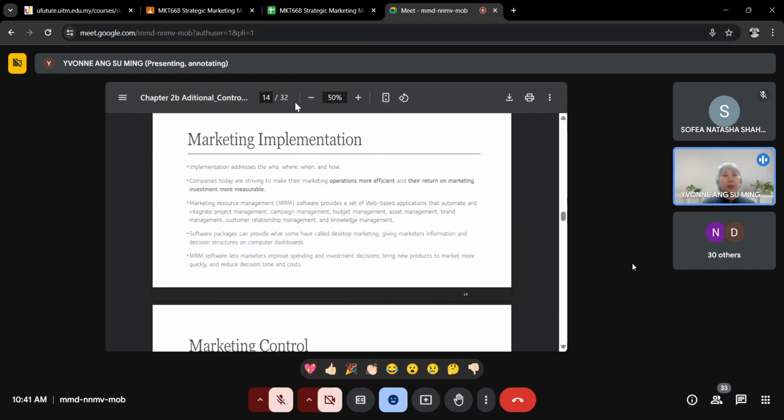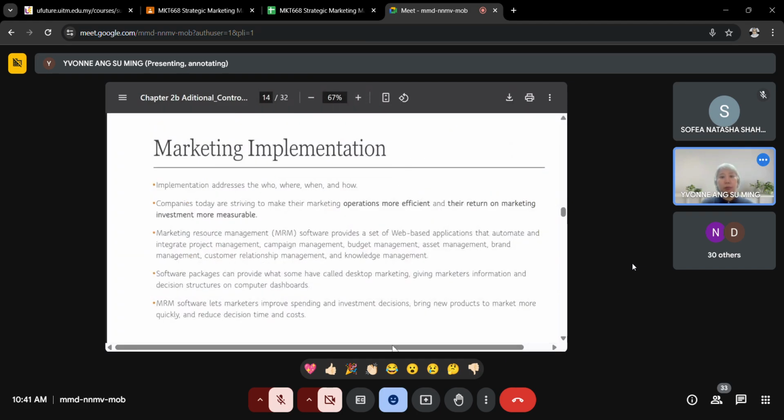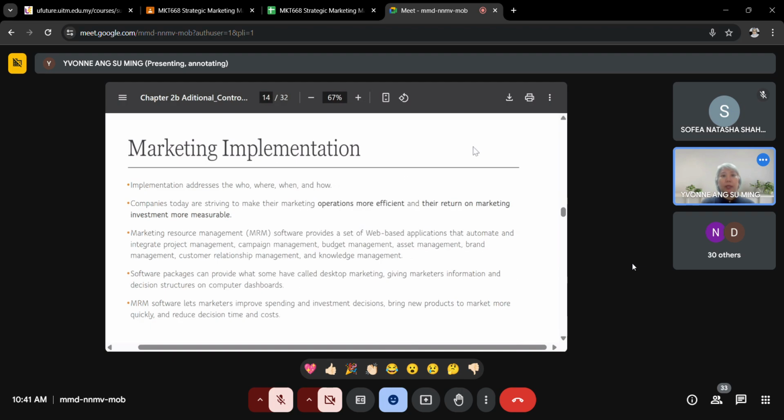All right? So I don't know if you can see here, I'm going to blow this up. Okay. So ultimately, there is a definition of what implementation is inside marketing, and the definition is given on this slide. So first you have to know that implementation talks about who, where, when, and how. Who is going to do it, what we are going to do, how we are going to do it, okay? That all is about implementation.